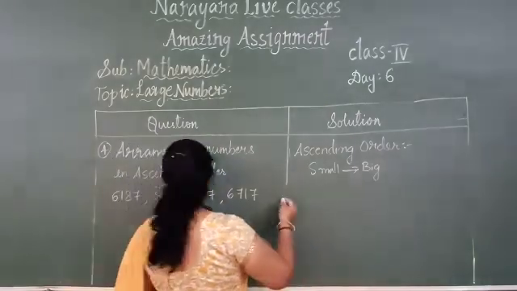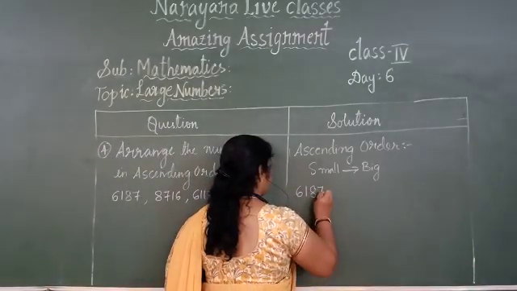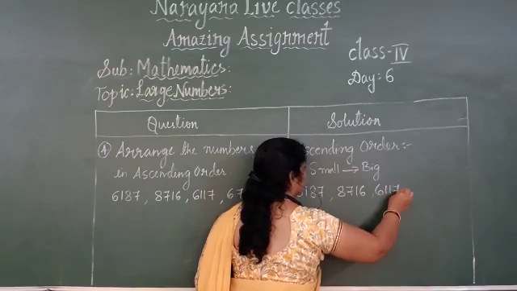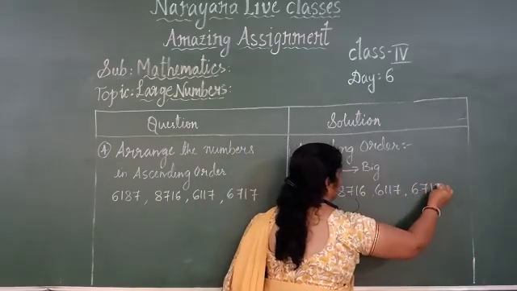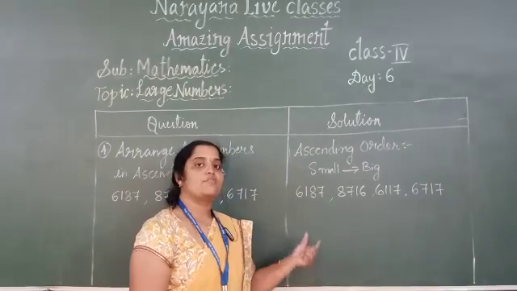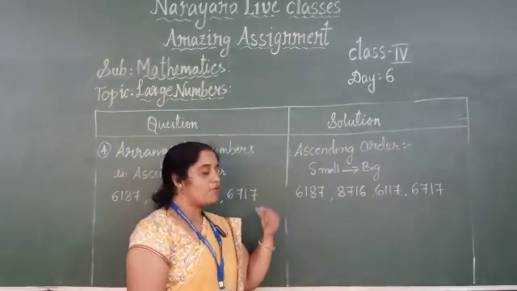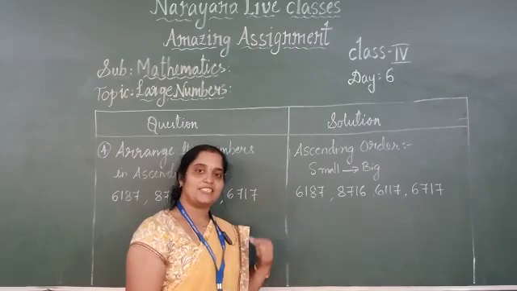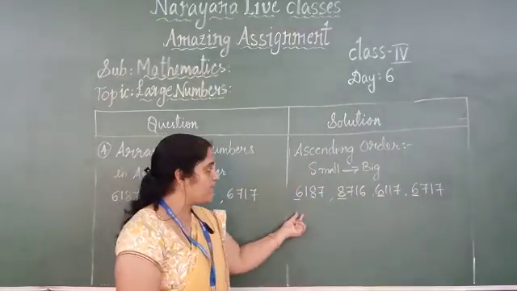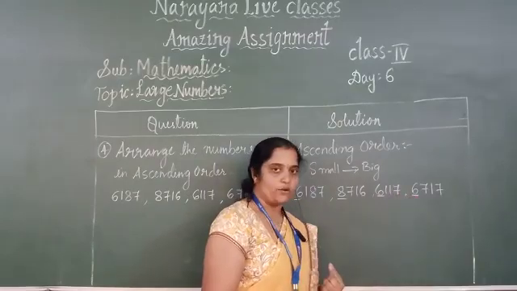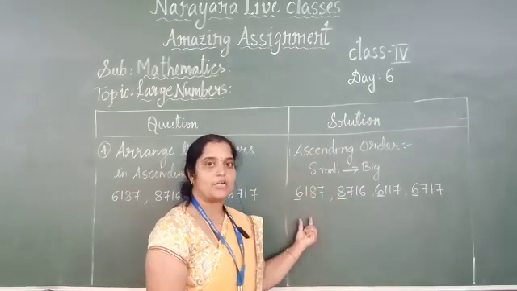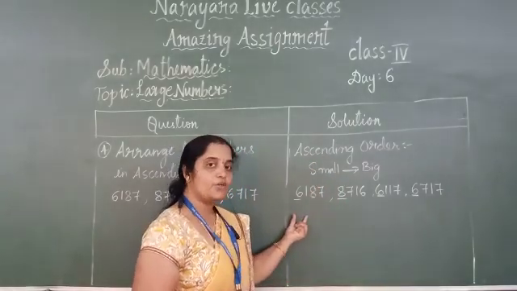To compare, first we write down the numbers. 6,187, 8,716, 6,170, 6,770. These are the numbers. First, we had to compare the numbers to find out which is the smallest number and which is the biggest number. If you want to compare the numbers, we have to compare from the highest place. Here 6,000, 8,000, 6,000, 6,000. Only the 8,000 is the biggest number, but in ascending order we have to arrange from smallest number to biggest number.